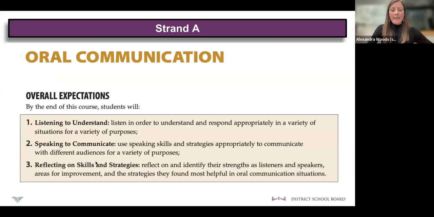So let's take a closer look at oral communication. By the end of the course, students are expected to listen to understand and respond in a variety of ways for a variety of purposes, to speak to communicate, using speaking skills and strategies for different audiences and purposes, and then reflecting on skills and strategies. And that's really the most important one, I think, is thinking about how they are using oral communication, what their strengths are, and where their growth is over the course of this semester.